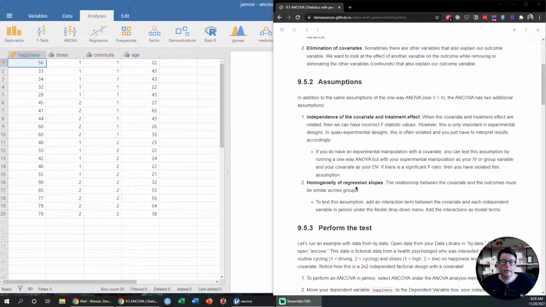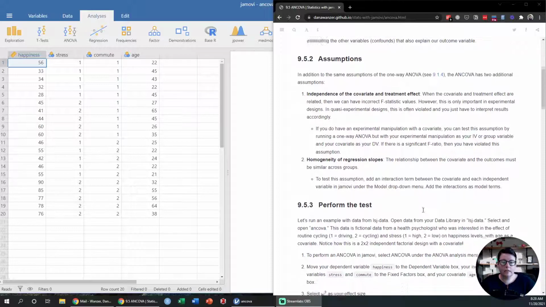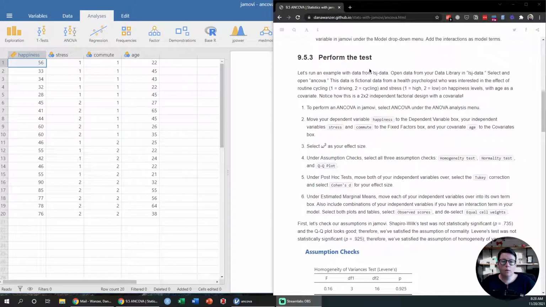And then the last one is that there's homogeneity of regression slopes, such that the relationship between the covariate and the outcome must be similar across groups. So it's both independent and homogeneous. So we can test that as well, and we add an interaction term and just test that. So let's walk through it. We're going to perform the test.